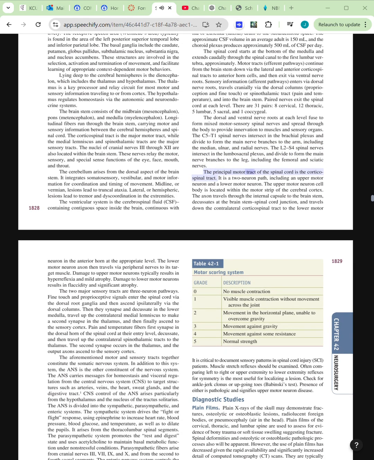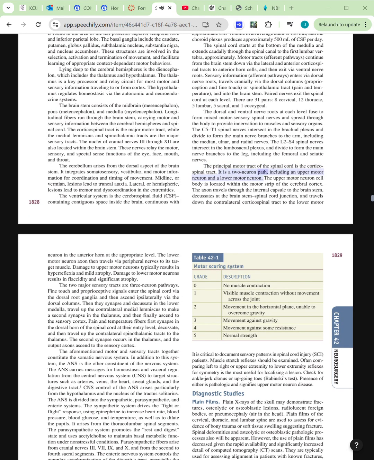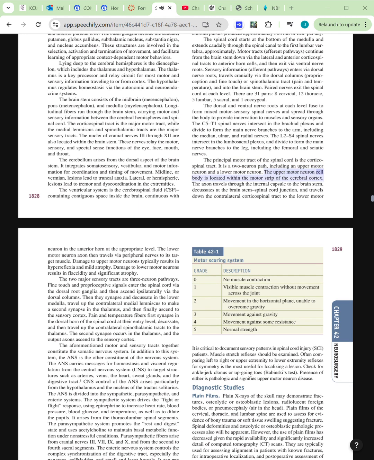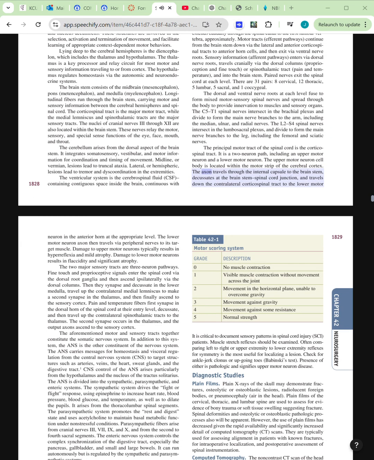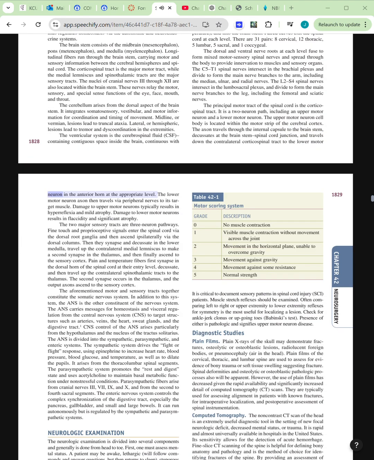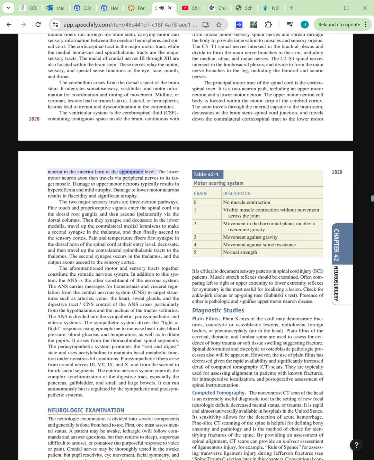The principal motor tract of the spinal cord is the corticospinal tract. It is a 2-neuron path, including an upper motor neuron and a lower motor neuron. The upper motor neuron cell body is located within the motor strip of the cerebral cortex. The axon travels through the internal capsule to the brainstem, decussates at the brainstem-spinal cord junction, and travels down the contralateral corticospinal tract to the lower motor neuron in the anterior horn at the appropriate level. The lower motor neuron axon then travels via peripheral nerves to its target muscle.